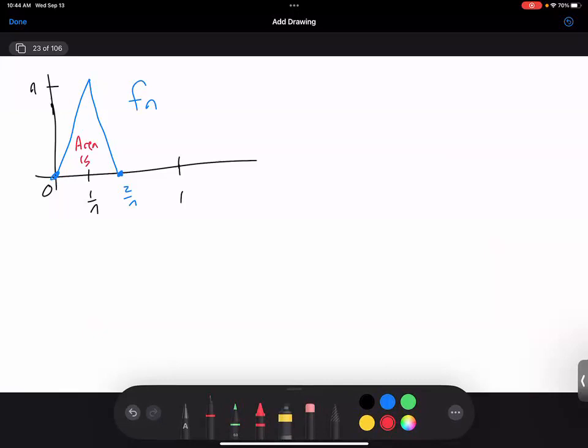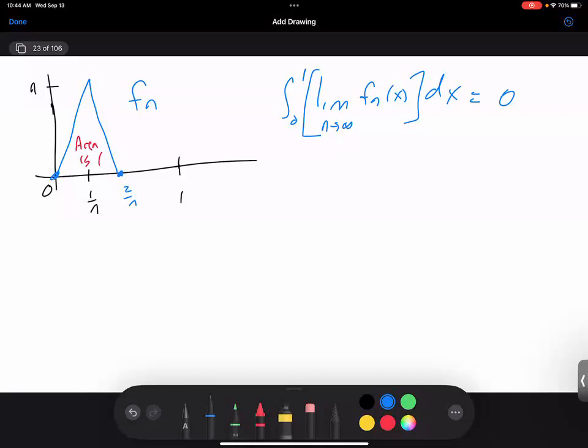So what will the area be now? 1. And so now we will get that the integral from 0 to 1 of the limit as n goes to infinity of fn of x dx equals 0. And the reason is, you give me any value of x, either the value of x is 0, and the function is 0 for every value of n. For every n, fn of 0 is 0.